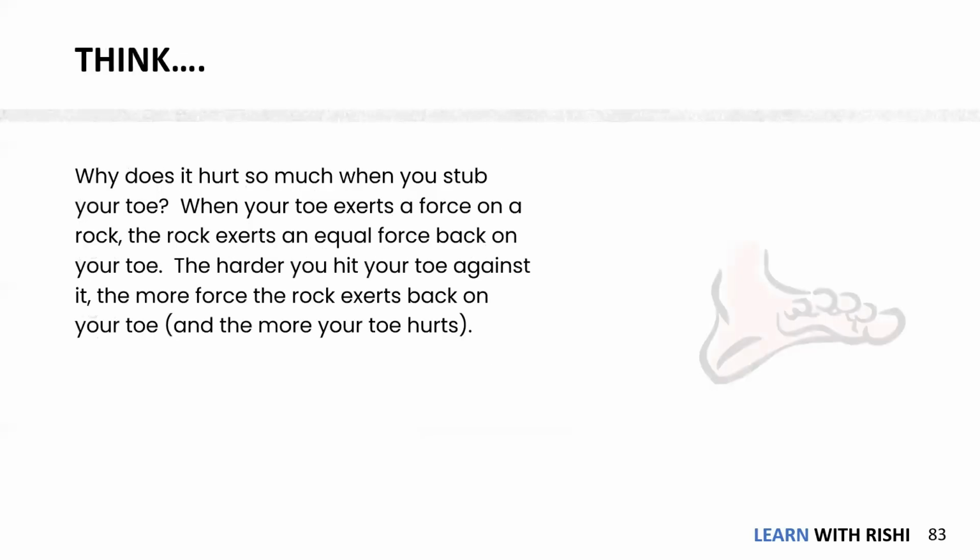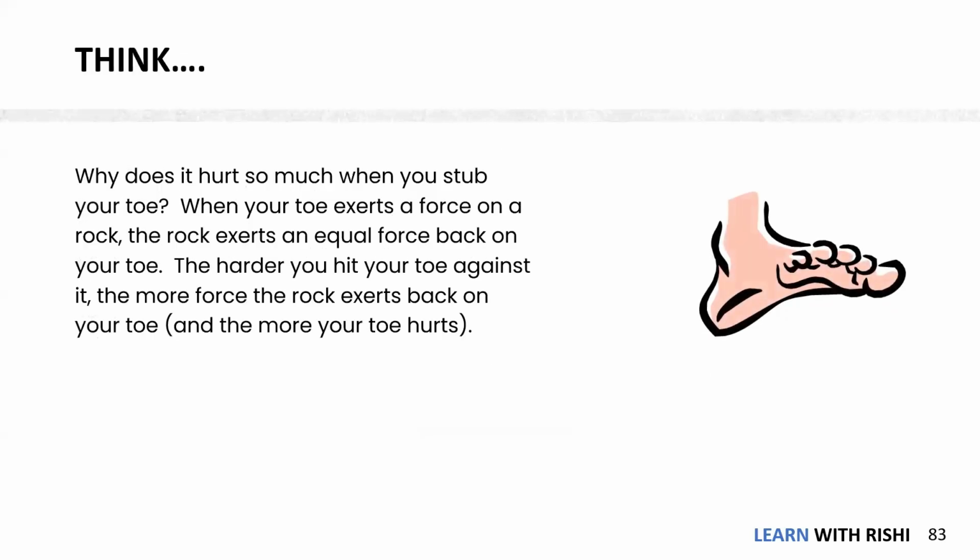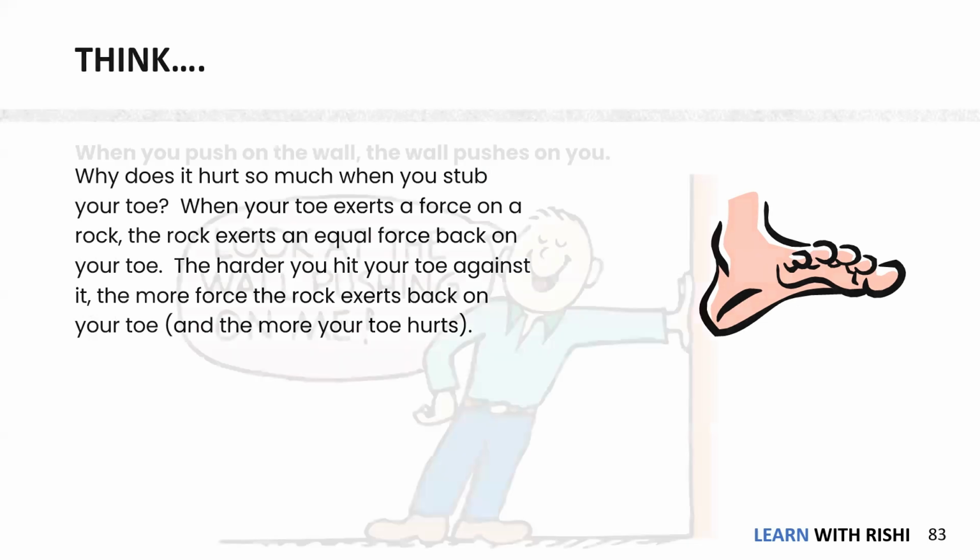Now let us think upon this. Why does it hurt so much when you stub your toe? When your toe exerts a force on the rock, the rock exerts an equal force back on your toe. That's why the harder you hit your toe against it, the more force the rock exerts back on your toe, and that's why your toe gets hurt more. So our toe is hitting the rock, and the reaction force given by the rock is because of which our toe gets hurt. So here also Newton's third law of motion is used.